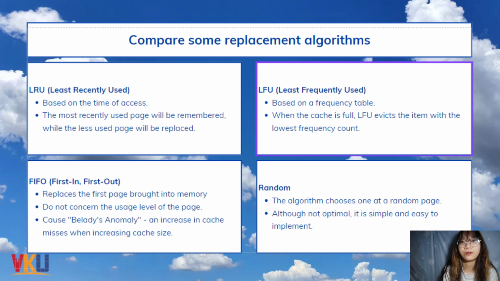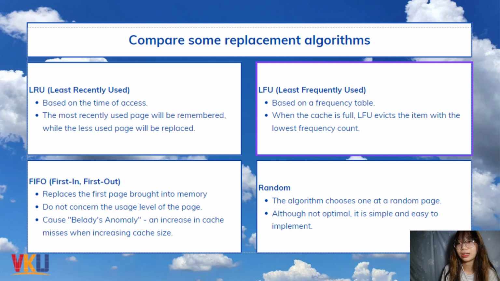Well, the second algorithm I want to mention is the LFU, or we call the least frequently used. When a page is needed, the LFU algorithm uses the frequency table to track the number of visits per page over a period of time, and when the cache is full, the LFU evicts the item with the lowest frequency count from the system. So this type of algorithm is more suitable for skewed access patterns where a few items are repeatedly accessed.